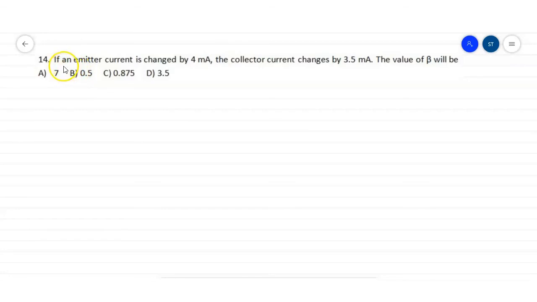Hello everyone. The question given is, if an emitter current is changed by 4 milliampere, the collector current changes by 3.5 milliampere. What is the value of beta? So what is beta? Beta in AC circuits is change in collector current to the change in base current. But here we don't know anything about base current. We are given only the change in emitter current and change in collector current.